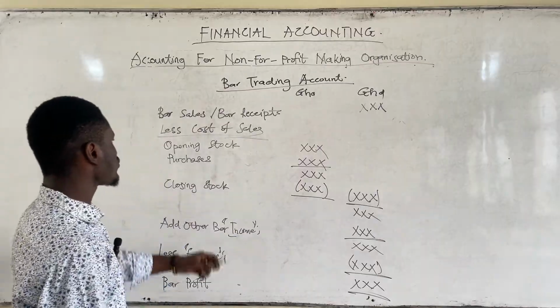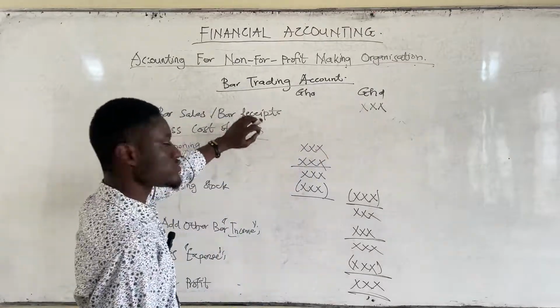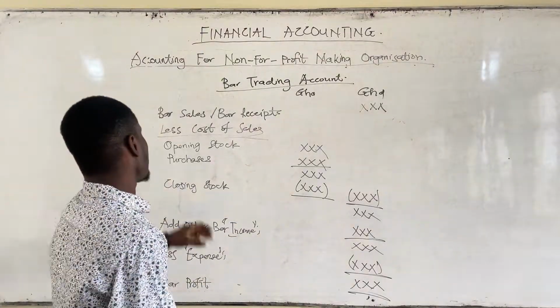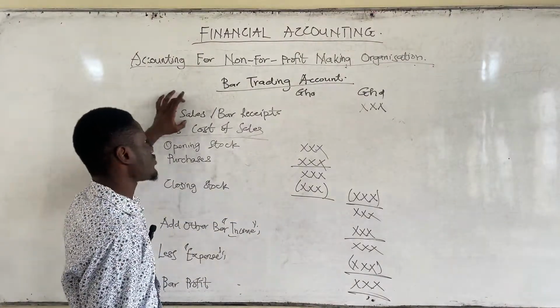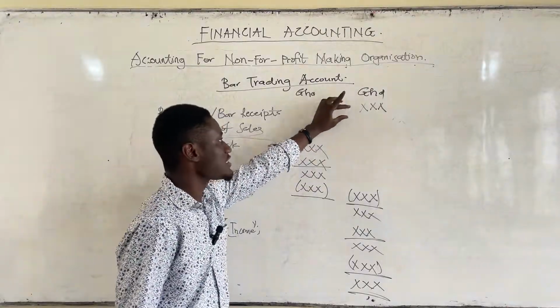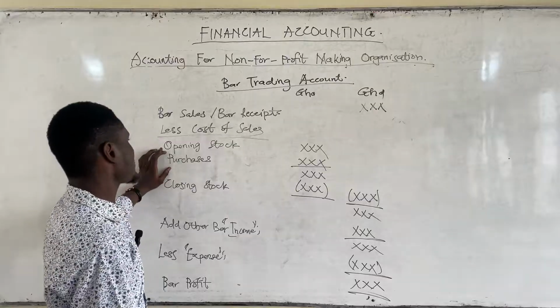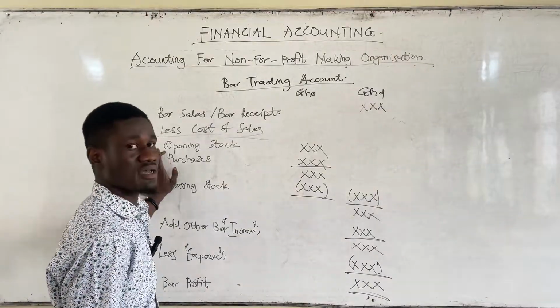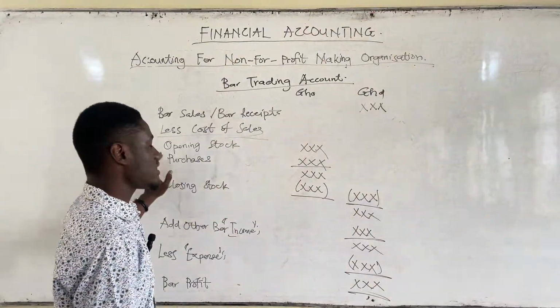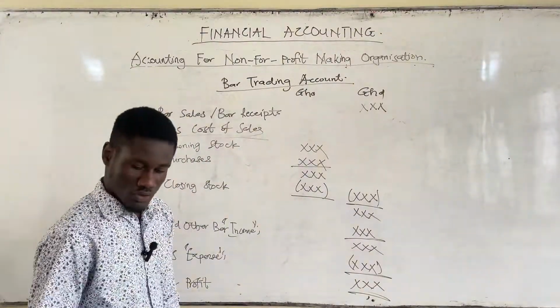So if you know how to compute your purchases and bar receipts or sales, that's it. As I said, sometimes this will be given to you in the question. Sometimes you have to open your bar debtors control account to get your bar sales. These purchases can be given to you in the question, or sometimes you have to open your bar creditors control account to get your purchases. Do you get it? Good.